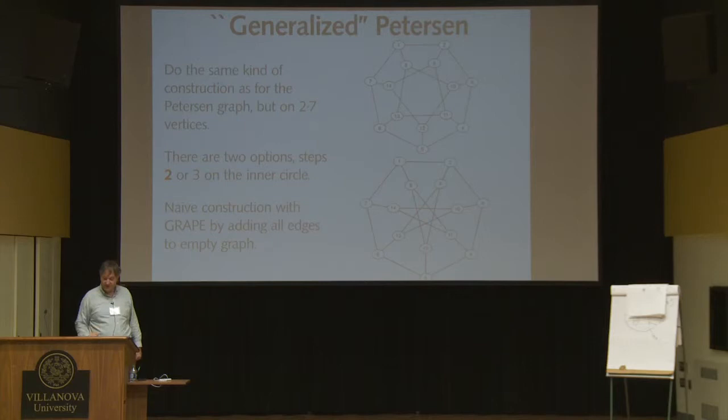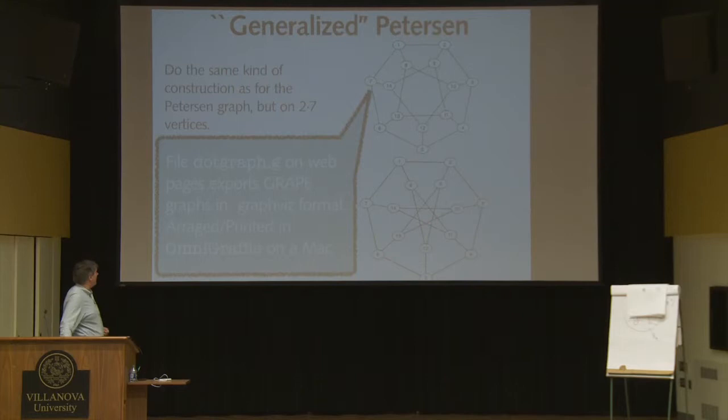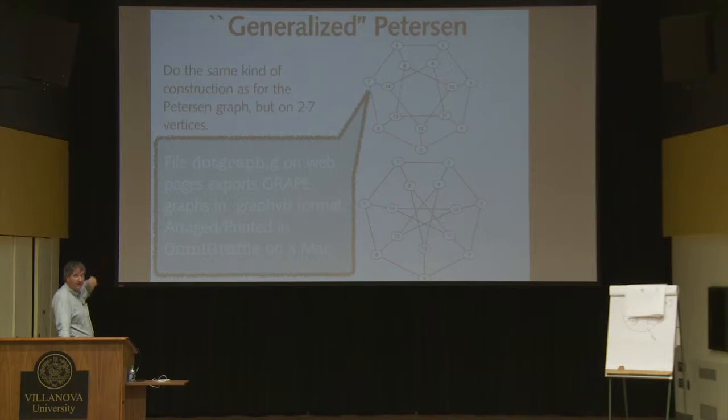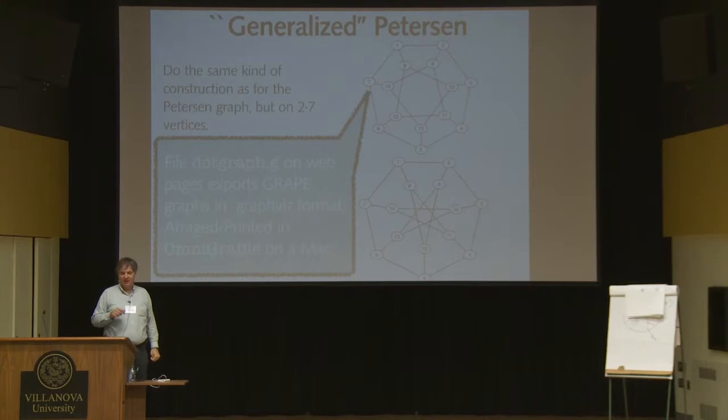In case you're interested, these graph pictures are graphs which I had in GRAPE, and then I have a small file, which is on the web pages I listed on the first slide, Hulpke/Villanova, which will export graphs in GRAPE in the GraphViz format. This is file.dot, and then I used OmniGraffle, which is a Mac graphics program, which can import this to align the vertices nicely and display it pretty. Okay.